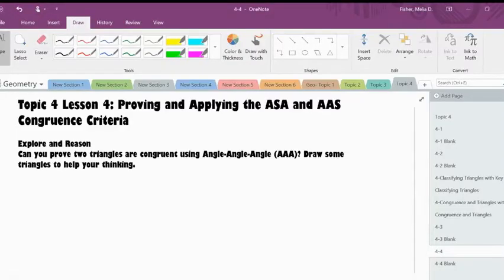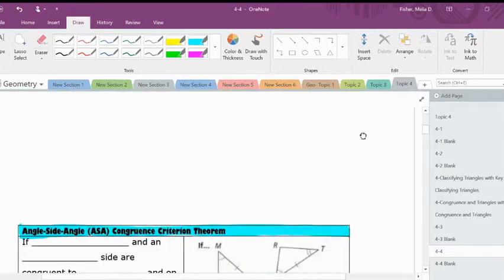Take a few moments and explore and reason on your own. Can you prove two triangles are congruent using angle, angle, angle? Draw some triangles to help your thinking. Pause your video and come back when you've spent some time with this explore and reason.